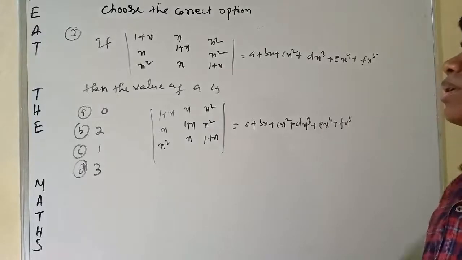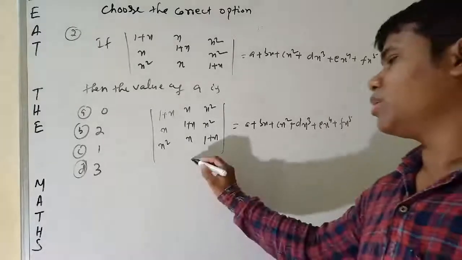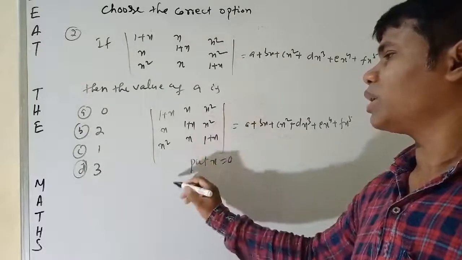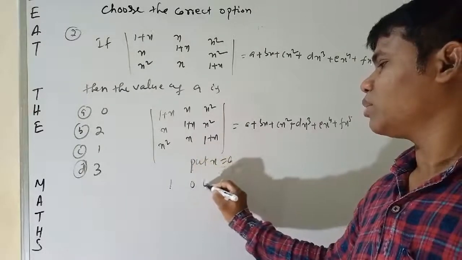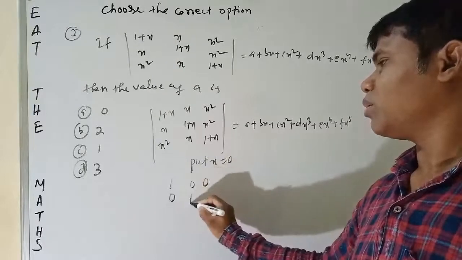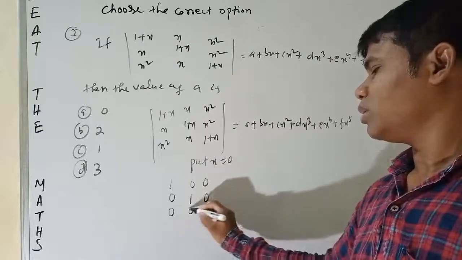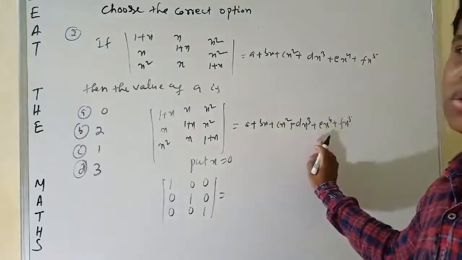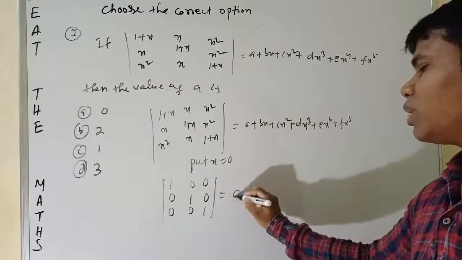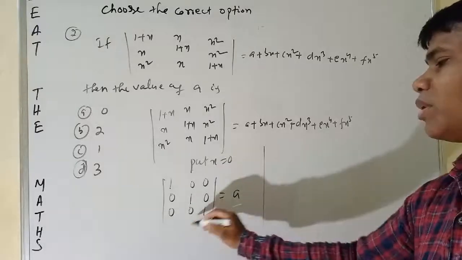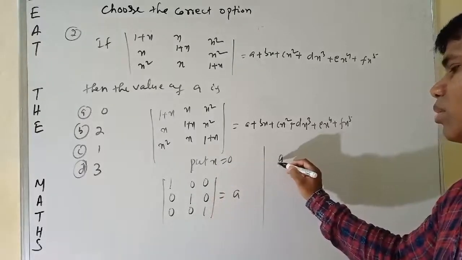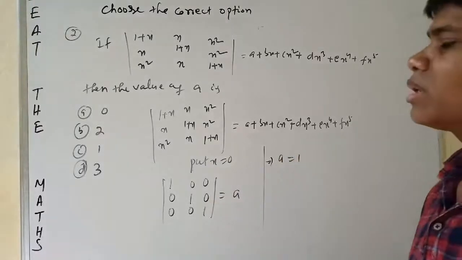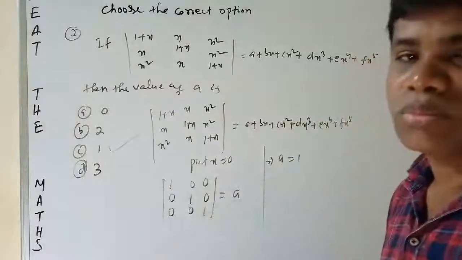Here you put x is equal to 0, you can get the determinant of 1 0 0, 0 1 0, 0 0 1. On the other side also put x is equal to 0, you get a. The determinant of this is equal to 1, that means a is equal to 1. So the correct option is C. Pause the video, note it down.